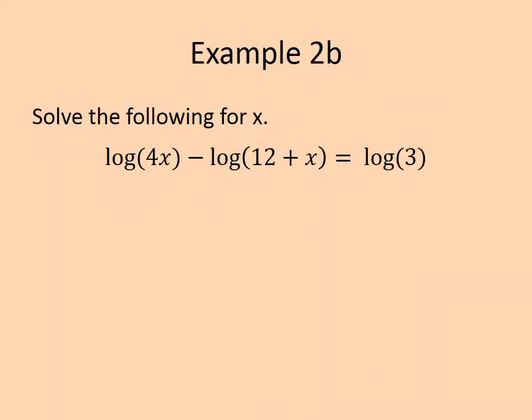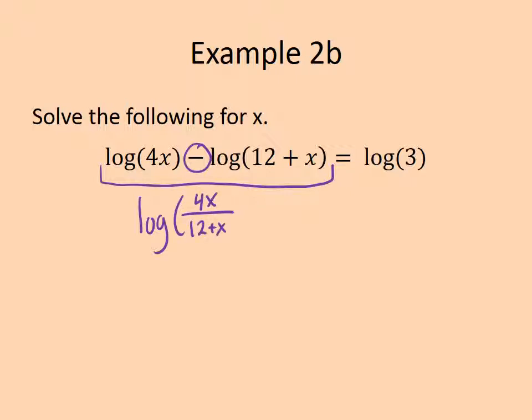In this example, we notice that there are two logs on the left side and one log on the right side. We can still use the one-to-one property, but we must use our log properties to condense the left side into one log. Since we notice there's a subtraction, we can use the quotient property to turn this into log of 4x divided by 12 plus x equals log of 3.